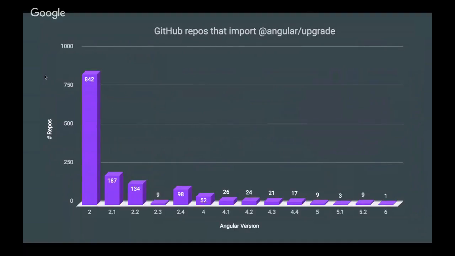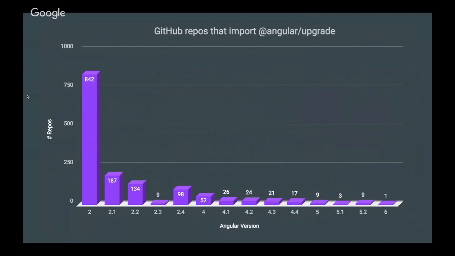We plotted the Angular versions for these 1,400 repos. And we found that on the left side, we start with Angular 2.0, the very first version. We're not talking about a timeline here. We're talking about a snapshot of GitHub as of March. And the repo set on version 2.0 actually had the highest number, it's the majority of these repos, 842 to be exact.